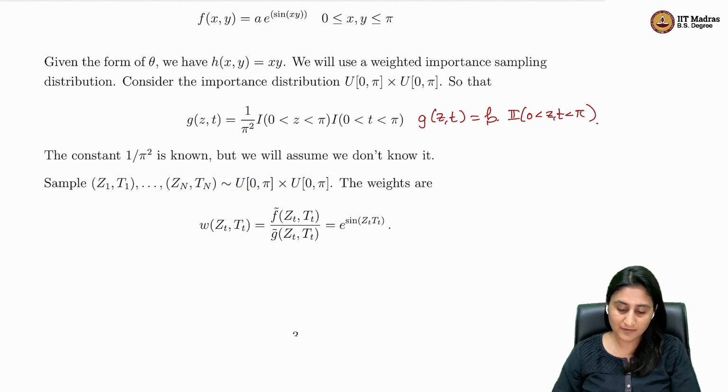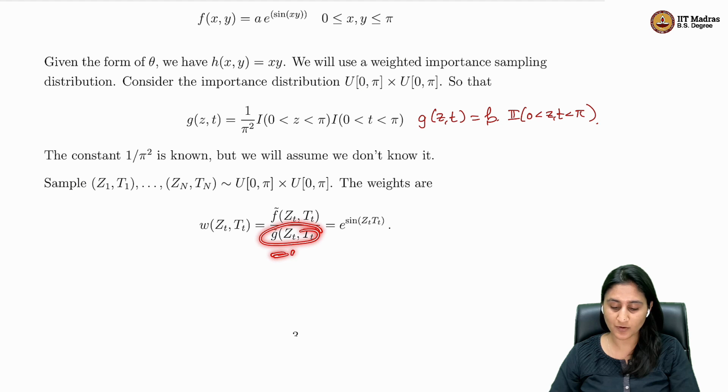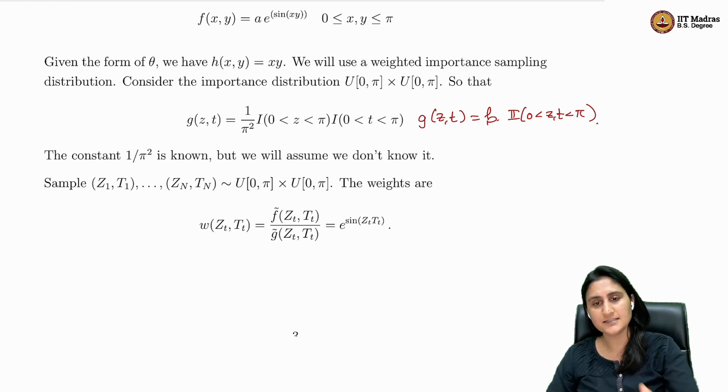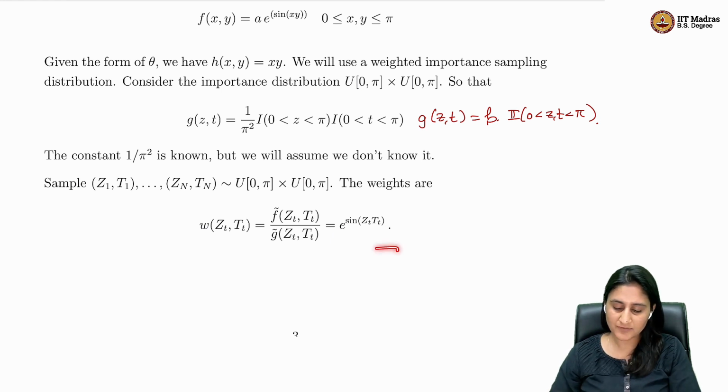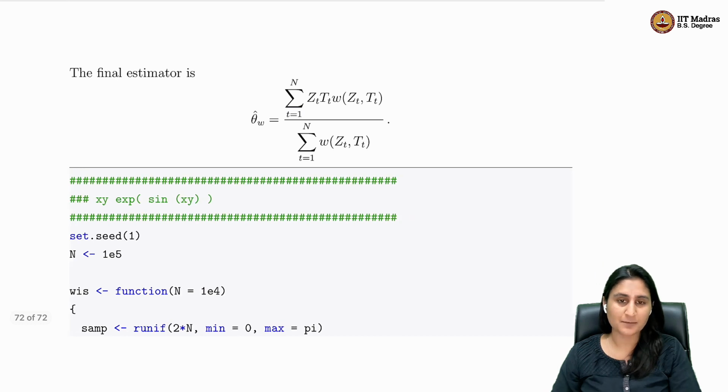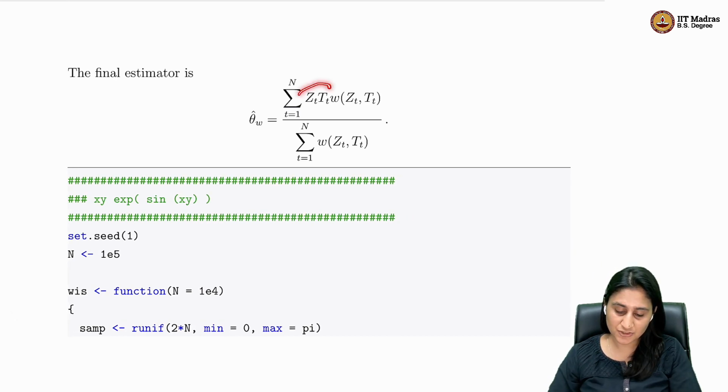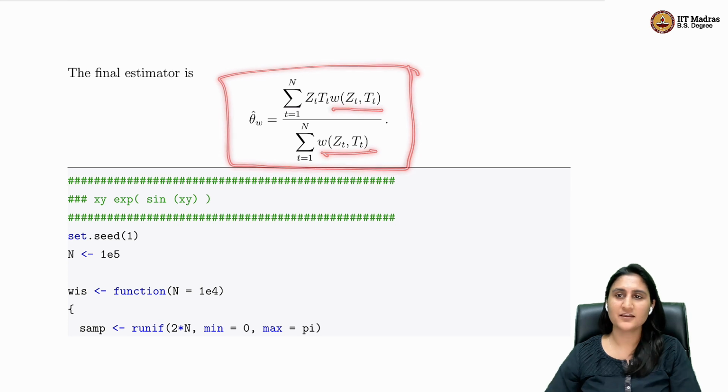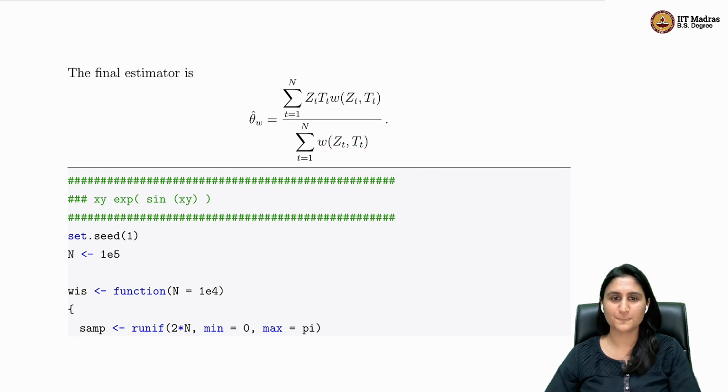Then the weights, remember, are what I define as f tilde by g tilde. So the weight w of z sub t comma t sub t is f tilde by g tilde, which in this case, g tilde is just 1, so this is not needed. I just get e to the power sine z sub t t sub t. So I have these weights, and now I'll put them into the importance sampling estimator. The final estimator is h of z t times weight w, which is f tilde by g tilde. That's it. This is my weighted importance sampling estimator. Fairly simple.